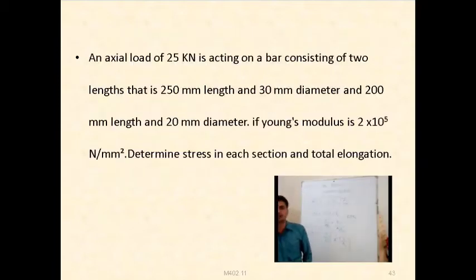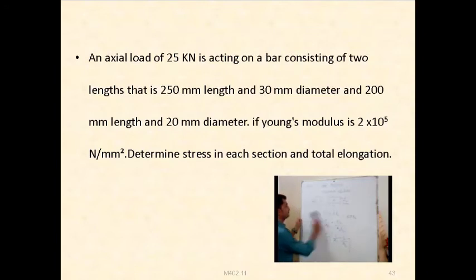Now let us consider this problem. An axial load of 25 kilonewtons is acting on a bar consisting of two lengths: 250 mm length with 30 mm diameter, and similarly 200 mm of the other length L2 with 20 mm diameter. If Young's modulus is 2 into 10 to the power 5, determine the stress in each and the total elongation. So by application of this formula, we can go further.